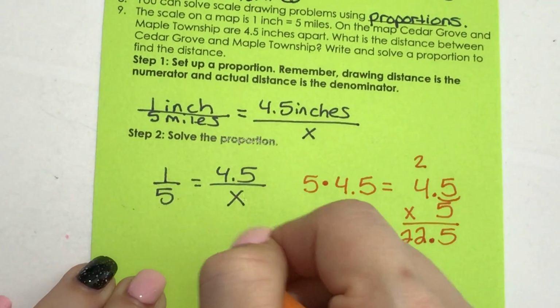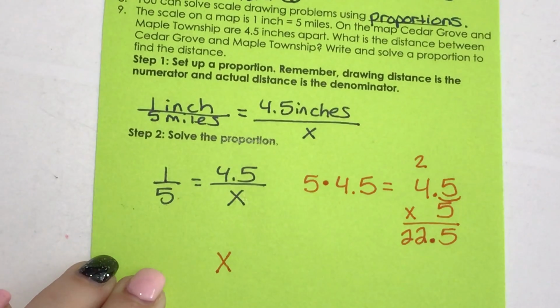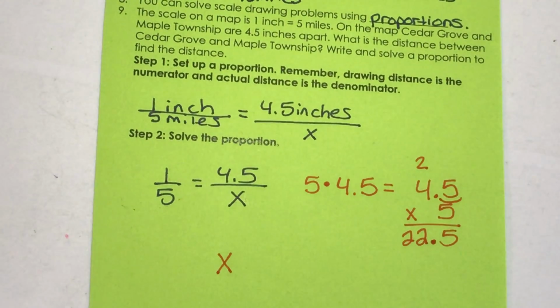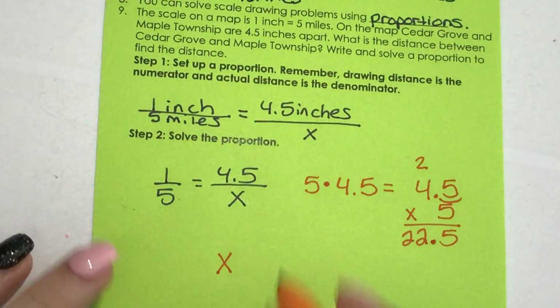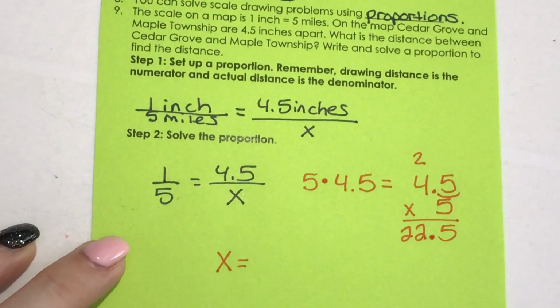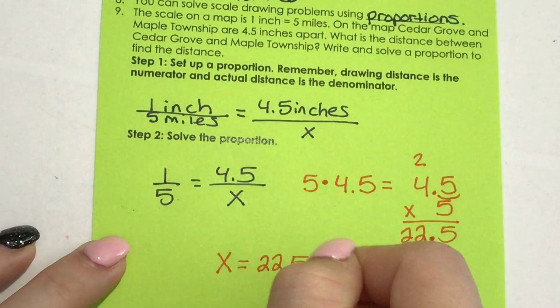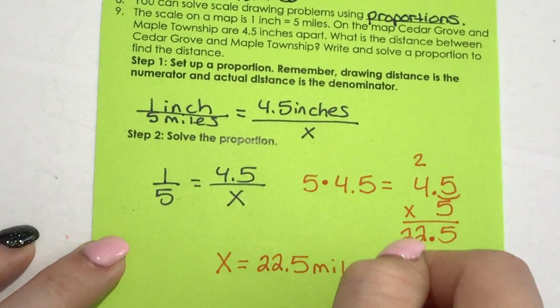So the X represents how far it is on the map. So we're taking it from what it was on the map to what it is going to be in real life. So from the map, what is X going to equal? 22.5 miles in real life.